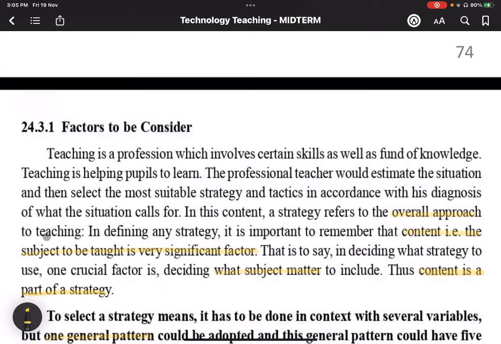So kung meron kang subject, for example, math, at ang topic mo ay simpleng arithmetic, no? So ano yung overall approach mo? Of course, it will depend on the number one nga, no? You identify kung ano yung differences, individual differences ng mga students. For example, kung nasa elementary ka, magtuturo ka ng basic arithmetic, then you have to take into consideration kung anong level ng knowledge nila. And that is part of the diagnosis na sinasabi natin.